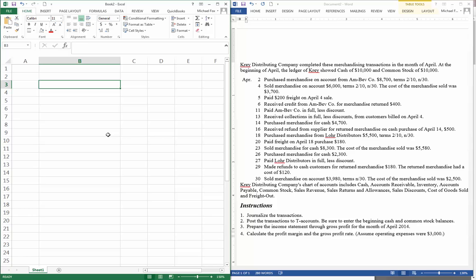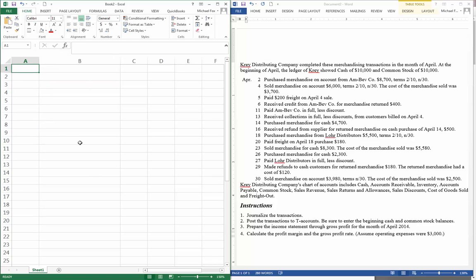At the beginning of April, the ledger of Cray showed a cash of $10,000 and common stock of $10,000. So it looks like they're a new company that was funded with some, the owners had bought some stock, and that's where they had their money from. So here's all the transactions. Then it says Cray Distributing Company's chart of accounts includes cash, accounts receivable, and so on. Number one, journalize the transactions.